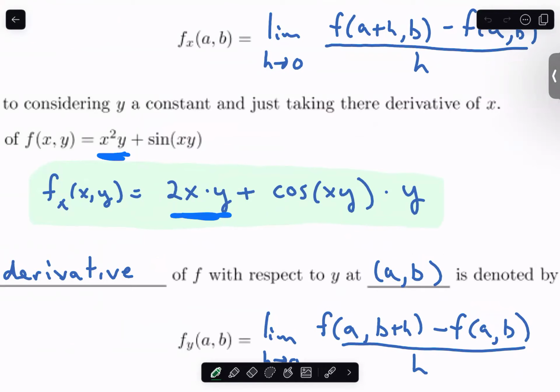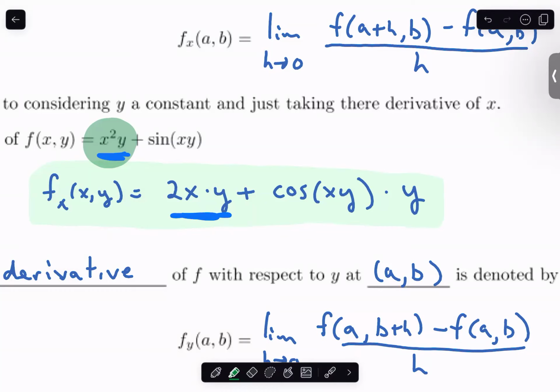So for instance, for this first one here, when I took the derivative of x squared times y, and again, we were taking a derivative with respect to x at this point, that y I treat just like it's a 3 or a 5. It's some constant. I don't know what it is, but it's some constant.